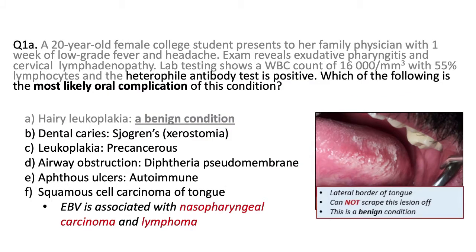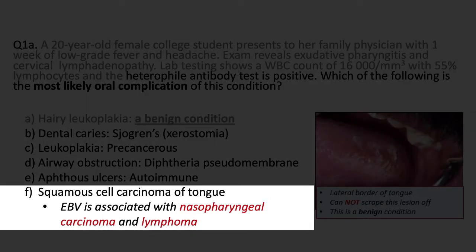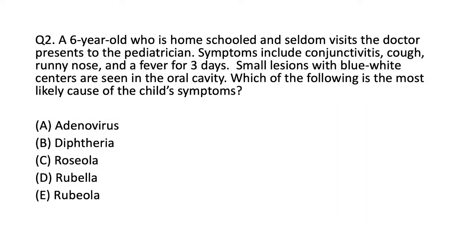With regards to the other choices, recall that dental caries are classic for the dry mouth of Sjogren's. Leukoplakia is a precancerous condition with the same risk factors as squamous cell carcinoma. The key takeaway for choice F is that EBV is associated with malignancy, namely nasopharyngeal carcinoma and lymphoma. It is not associated with carcinoma of the tongue. Let's move on to the next question.